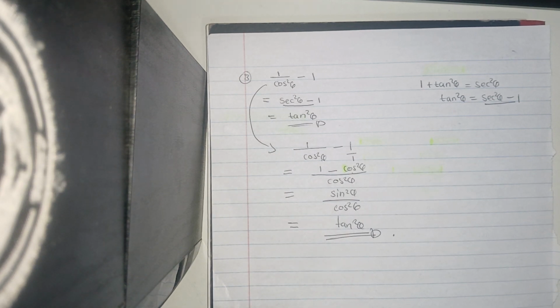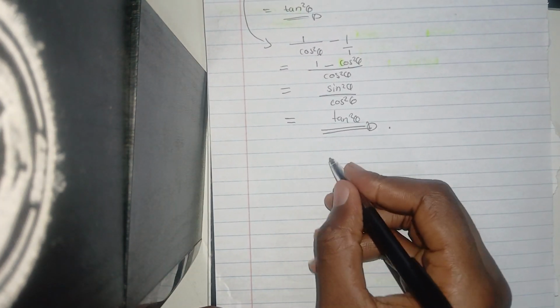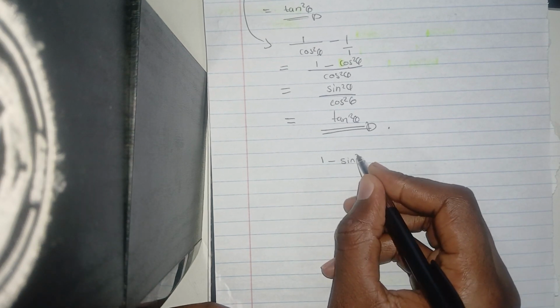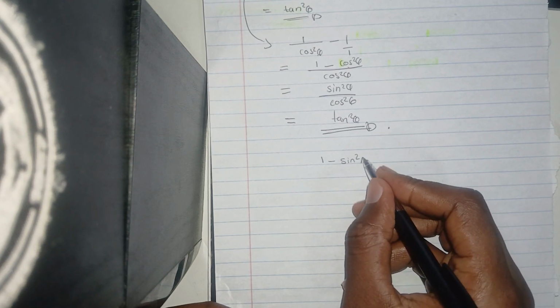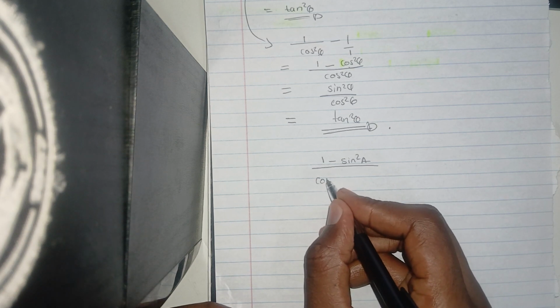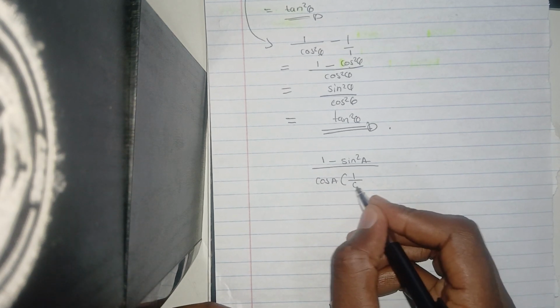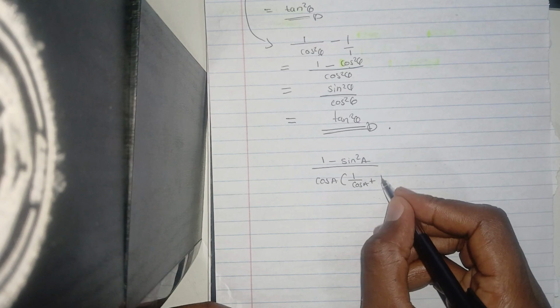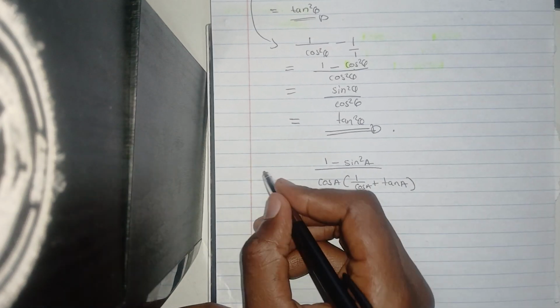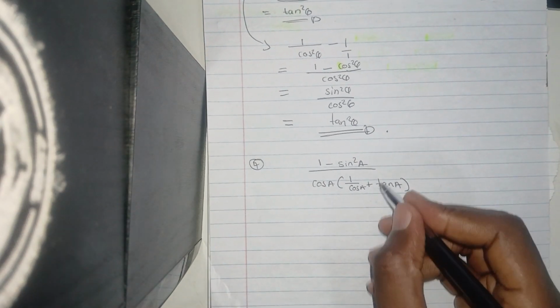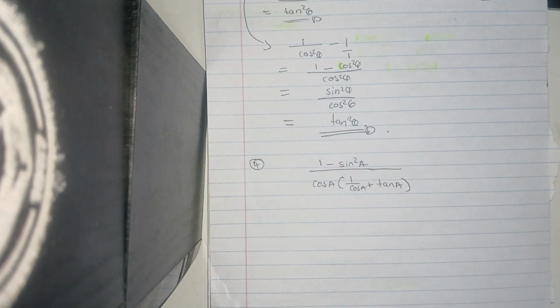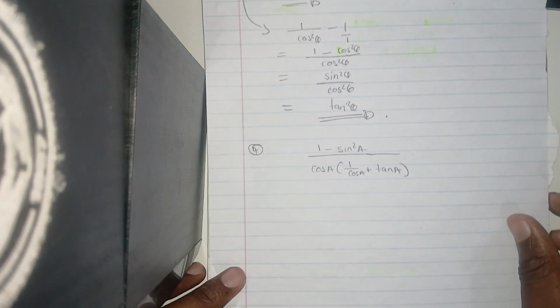Now we can also try to solve this other simplify: 1 minus sine square a divided by cos a, 1 over cos a plus tan a. So this is the fourth one. You can also try to pause the video and do it on your own, no problem.